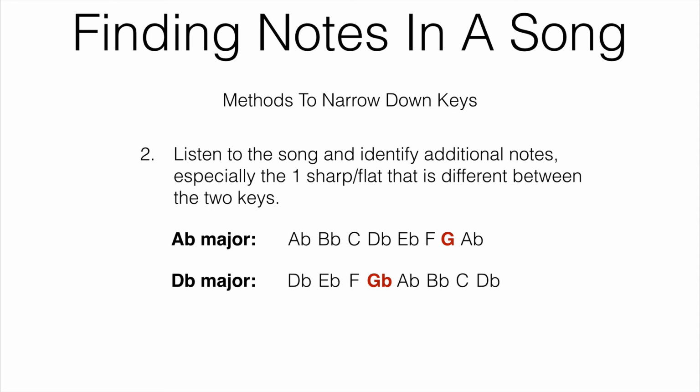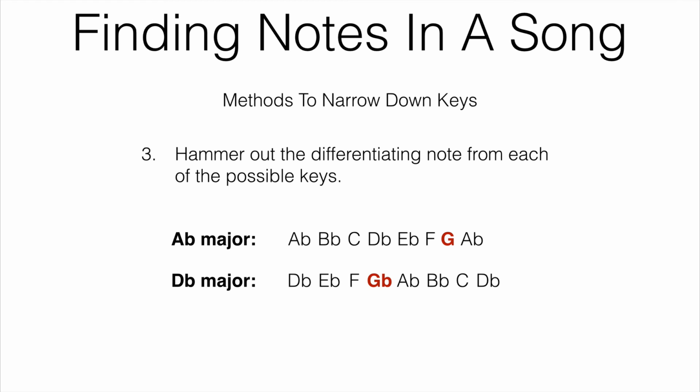Okay, so when I listened again, I heard an E flat and an F, which wasn't in our list before. But those notes don't help us narrow down the key because E flat and F are in A flat major and D flat major. It's only the presence of a G or G flat that will help us distinguish between A flat major and D flat major. Sometimes you may never hear the note that you need to distinguish between the two keys in the singer's melody.